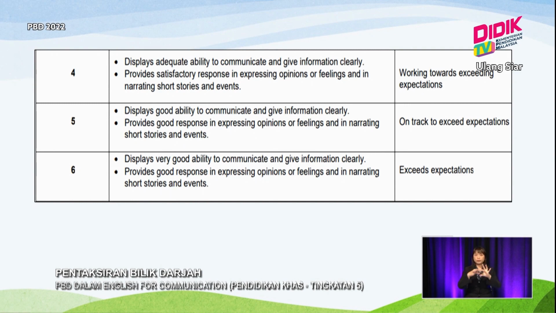For level 5, as you can see there, the pupils display good ability to communicate and give information clearly. The pupil provides good response in expressing opinions or feelings and in narrating short stories or events. And for level 6, they display very good ability to communicate and give information clearly and provide good response in expressing opinions or feelings and in narrating short stories and events.